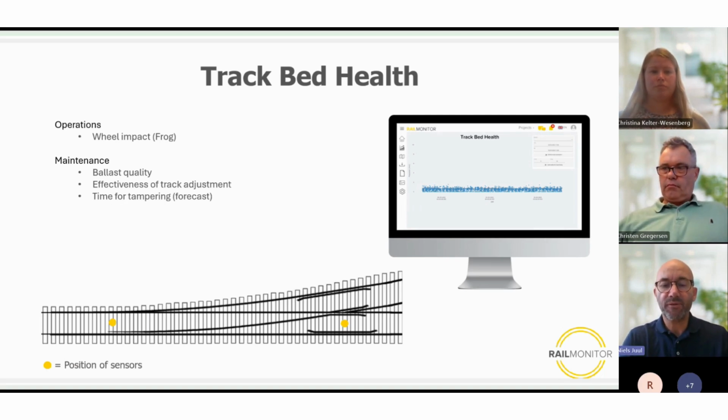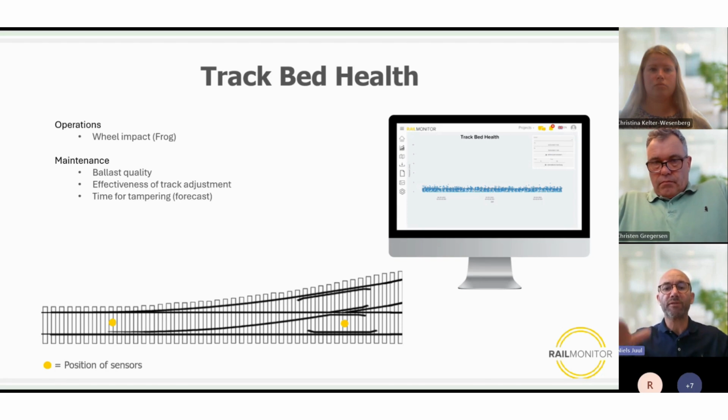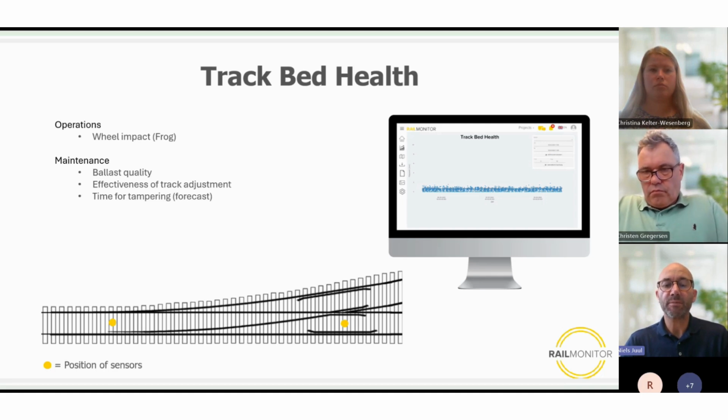The third monitoring part is, as mentioned before, the trackbed health, where we monitor the movement of the entire sleepers when the train is passing. We monitor both the actual level of movement, but also the frequency, which makes it possible to detect if the wheel hits the frog when it's passing the crossing section. This is where the operation can get an immediate insight and get a notification that there has been a wheel hit or a wheel impact.